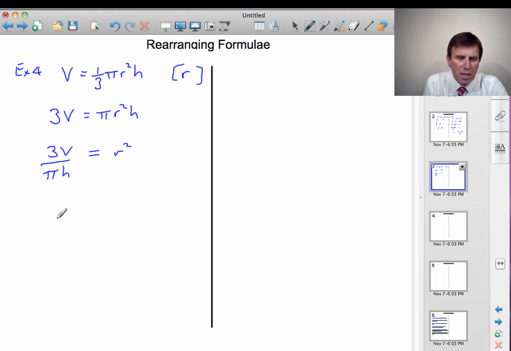And now all I have to do is take the square root of both sides of the equation. Make sure that you take the square root of the whole fraction, not just the numerator. So it's the square root of 3V over pi h is equal to the square root of r squared, which is r. Final answer.